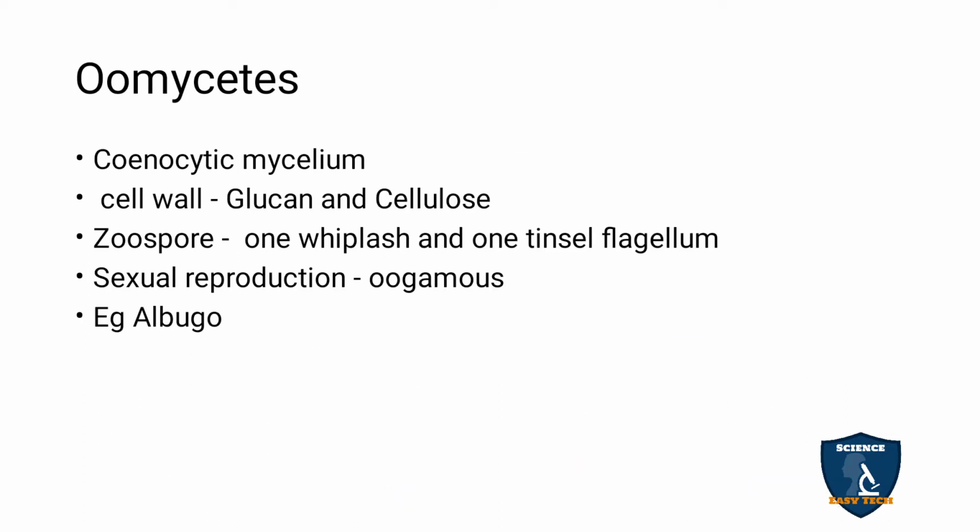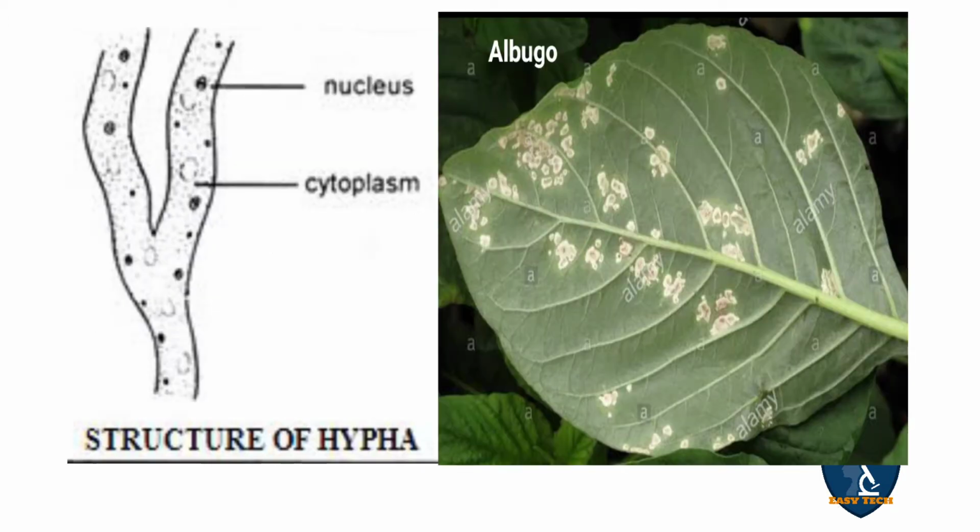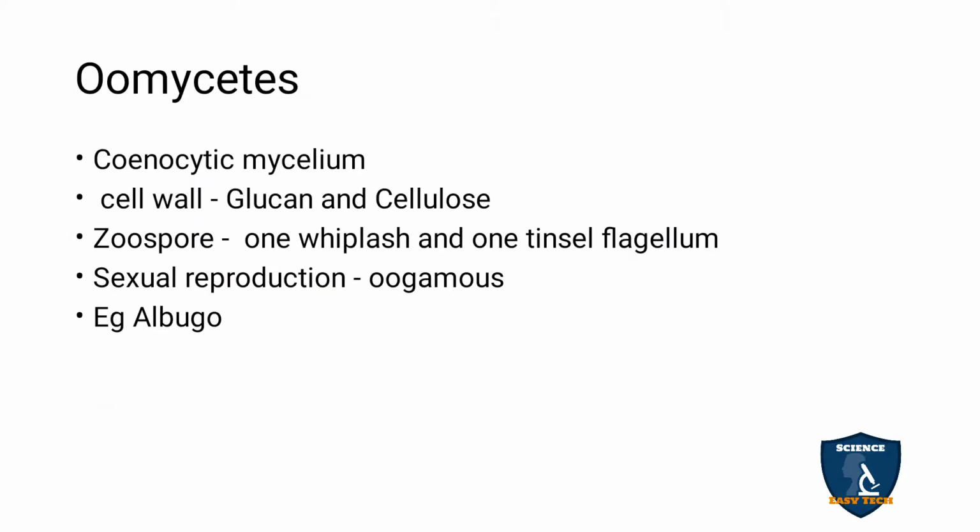Oomycetes. We're going to see the general characteristics of the Oomycetes. Oomycetes mycelium is coenocytic. Coenocytic means there is no cross wall. You can see in this structure 5A, there is no cross wall and the nuclei are scattered. So many nuclei are seen, with no cross walls. This type of condition is called coenocytic mycelium. The cell wall of the Oomycetes is made up of glucan and cellulose.